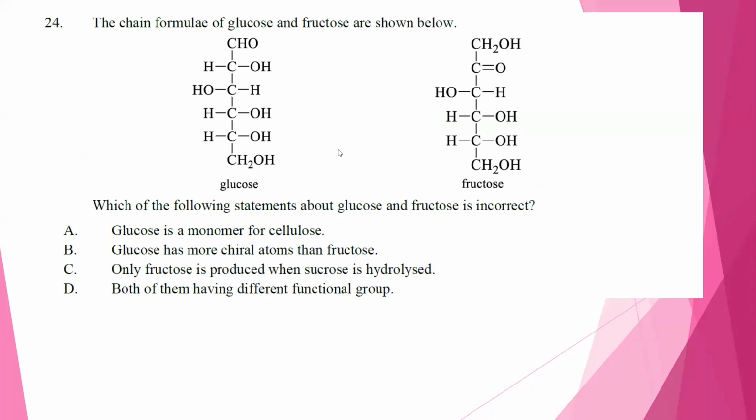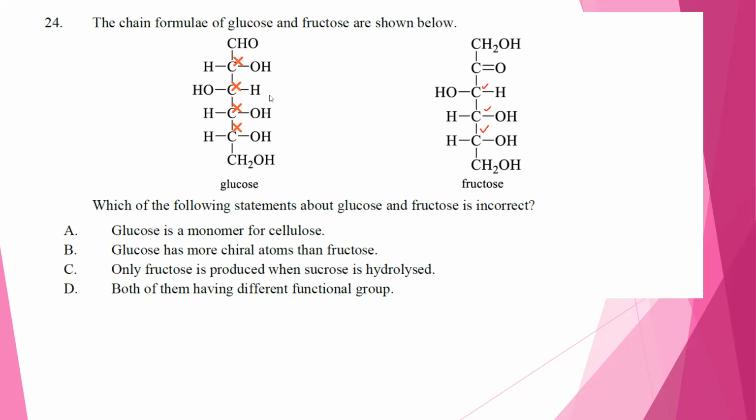Number one, glucose is a monomer of isomer, which is correct, because cellulose is made of many of these glucose joined together by glycosidic linkage. So A is correct. B, glucose has more chiral carbon atoms than fructose. Yes, because in here you have 1, 2, 3, and 4, whereas this one only has 1, 2, 3. So B is also correct, but this is not what we want because we want incorrect.